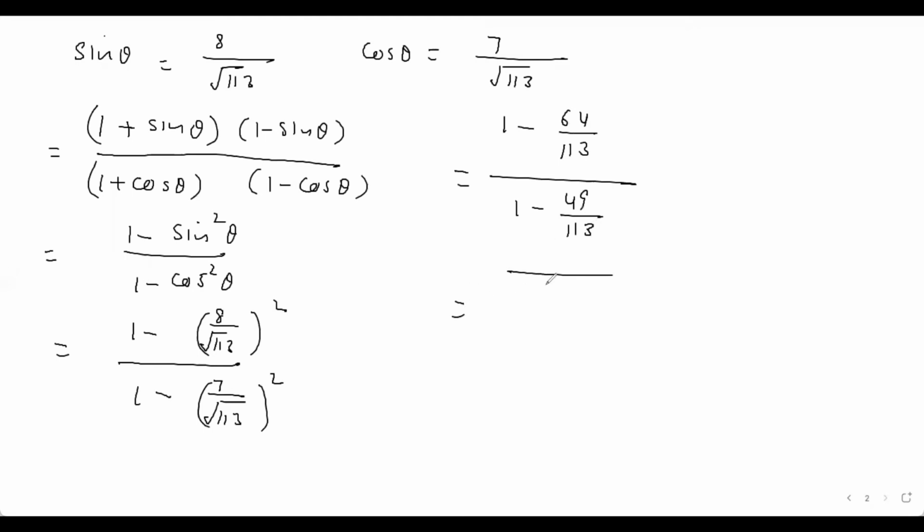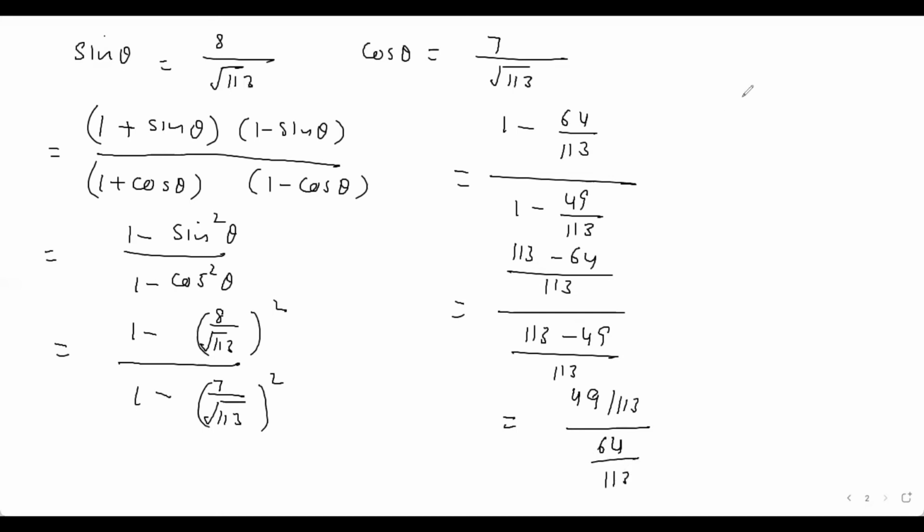Now take the LCM. 113 is the LCM, so it is 113 minus 64 upon 113, and 113 minus 49 upon 113. That is equal to 49 upon 113 upon 64 upon 113. That is 49 upon 113 into 113 upon 64. So you are left with 49 upon 64.